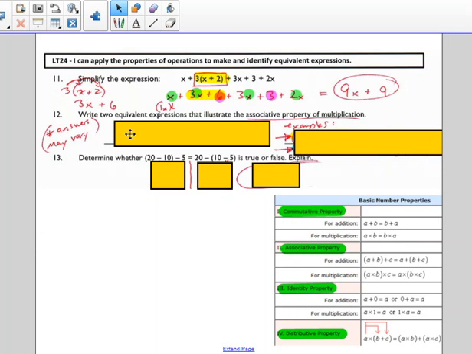In number 12, write two equivalent expressions that illustrate the associative property of multiplication. Well, the associative property of multiplication, if you remember what that is, that's where we want to multiply. So we're multiplying three quantities, but we're grouping these two together here and then timesing it by the third one. But in this one, we're grouping the last two and multiplying it by the first one.